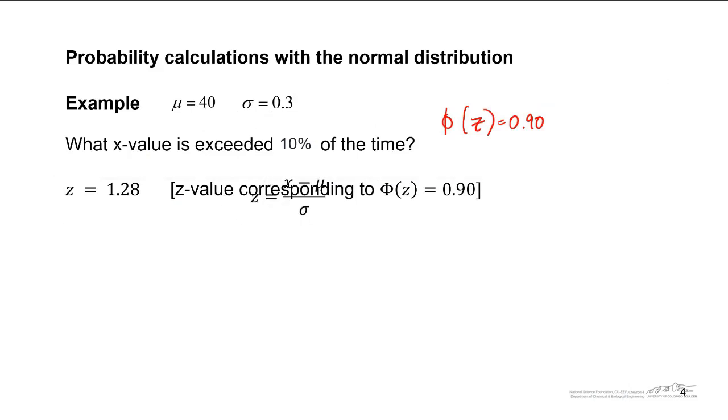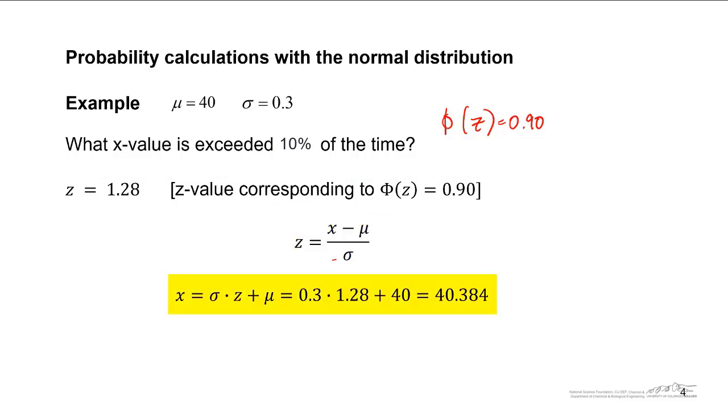We can use our standardization formula and rearrange it. If we take the standard deviation, multiply it over, and then add mu, we get this equation, and we can calculate the x value that's exceeded 10% of the time. This is known as inverse calculations, inverse probability distribution calculations.